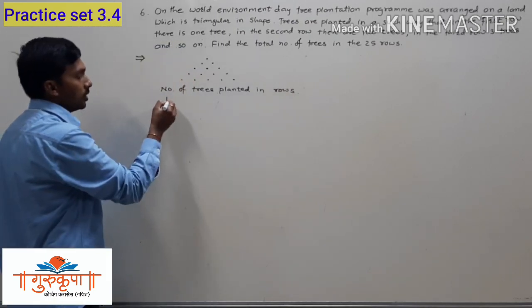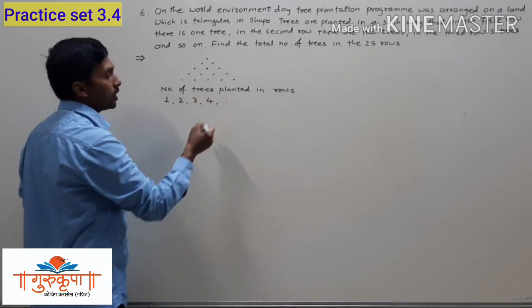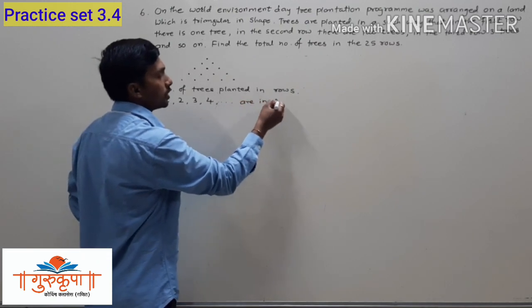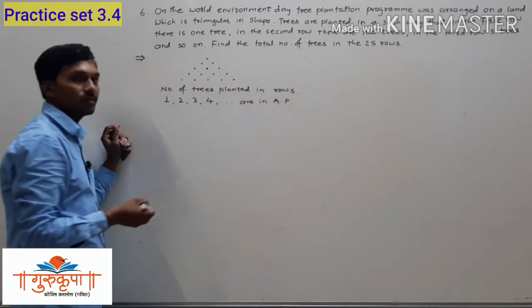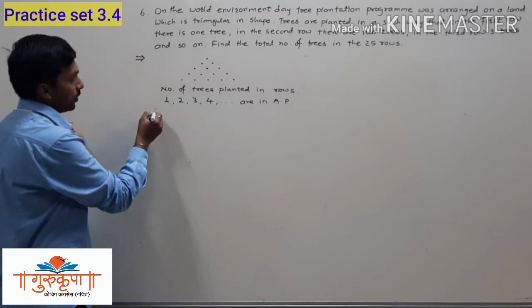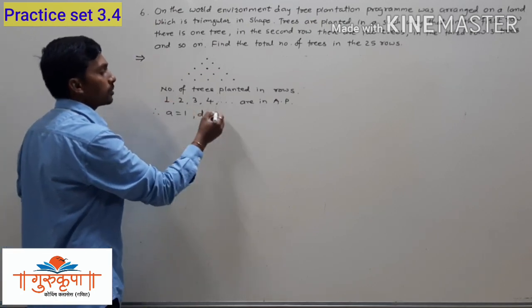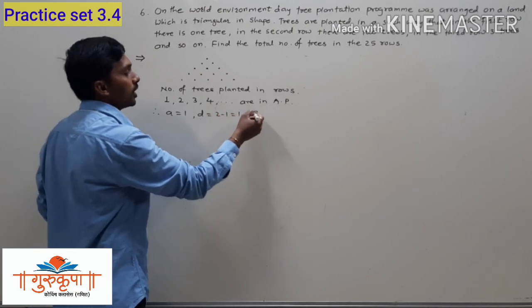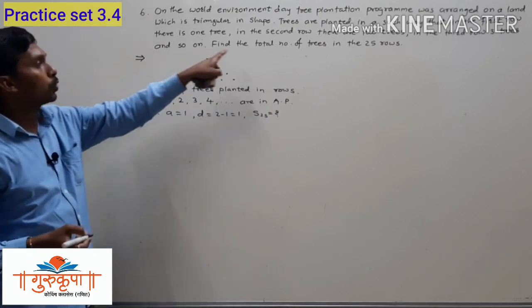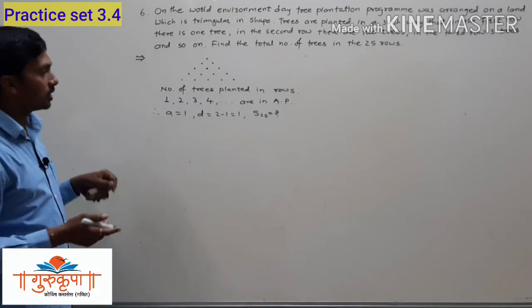That is, in the first row 1, in the second row 2, in the third row 3, in the fourth row 4, and so on, are in AP. The number of trees planted in the 25 rows are in AP. So here we have a is equal to 1, d is also 1, that is 2 minus 1 is equal to 1, and we have to find S25. We have to find the total, means the sum of the number of trees in 25 rows, that is S25.